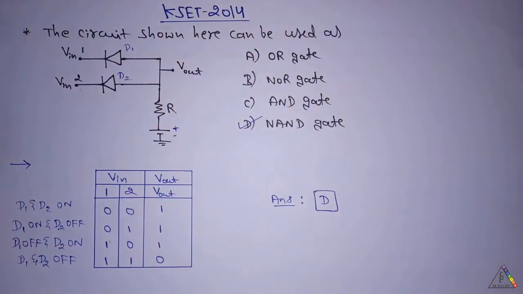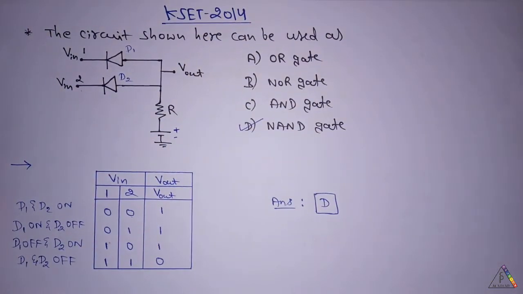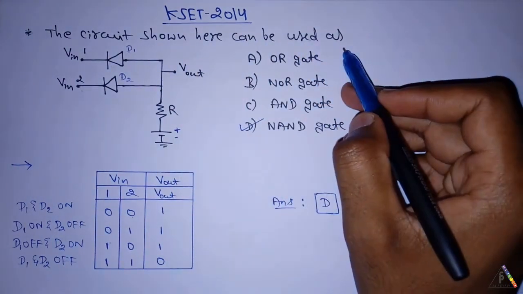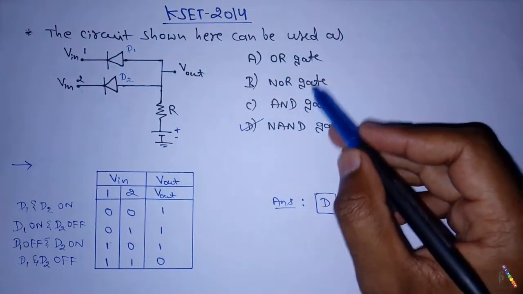This is the KSET 2014 question. The question is, the circuit shown here can be used as. This is the given circuit. These are all the options.